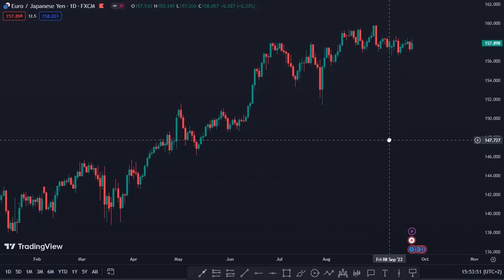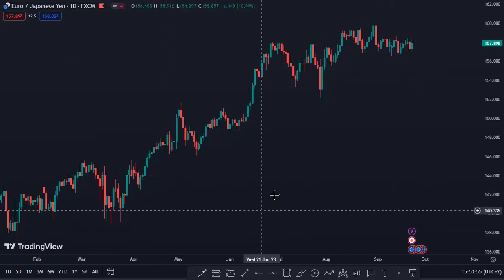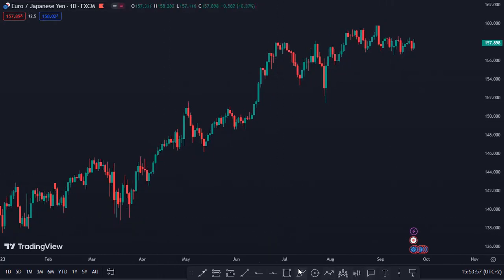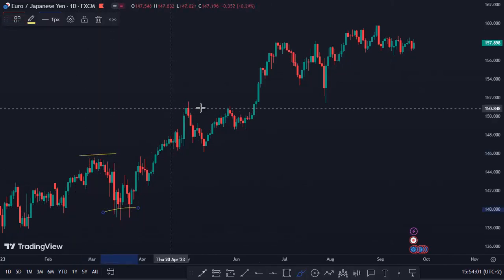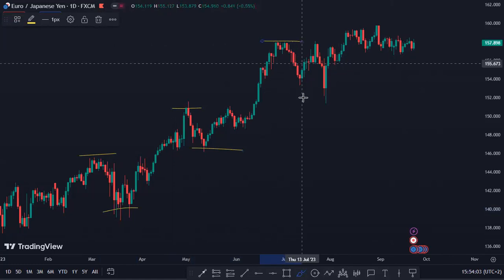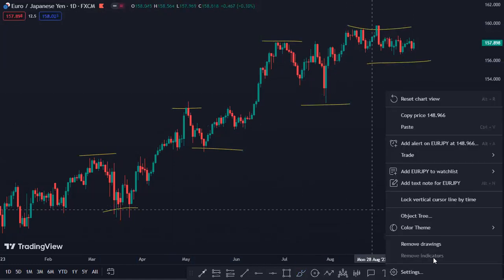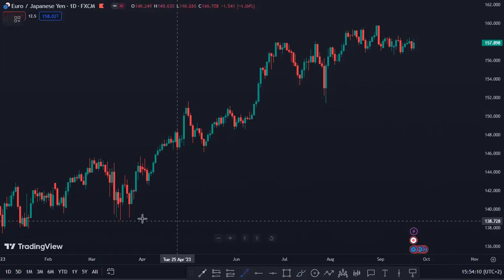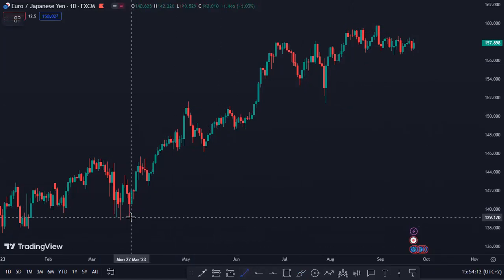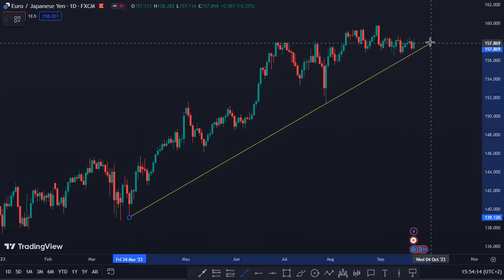You can see here I'm currently looking at Euro JPY, and identifying this market structure, the market is giving us higher highs, higher lows, higher high, higher low, higher high, higher low, higher high, higher low. It's nothing complicated. You can see that the market is trending up.